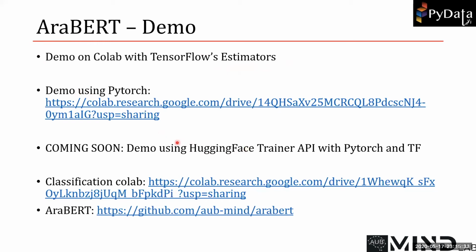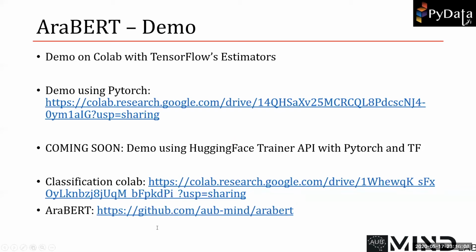Recently, Hugging Face released a trainer API that trains your model easily, but it's very recent, like four or 5 days ago. So I'm working on making a demo of AraBERT using this Hugging Face trainer that supports both PyTorch and TensorFlow. It makes it easy to train AraBERT on your own data. There are some libraries on GitHub that support training directly, but not all of them are compatible with AraBERT v1 with the pre-segmentation.